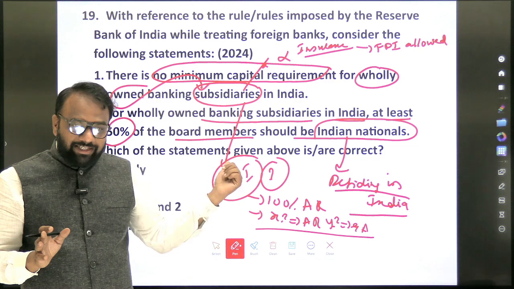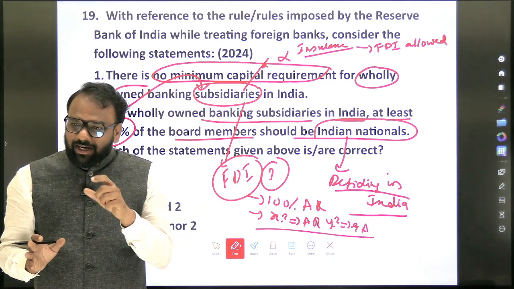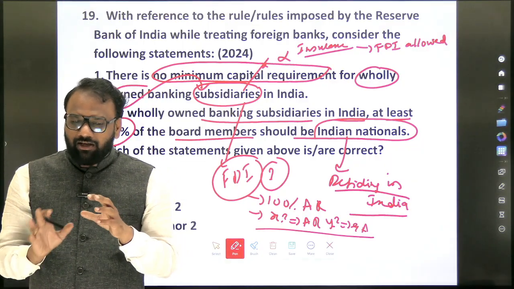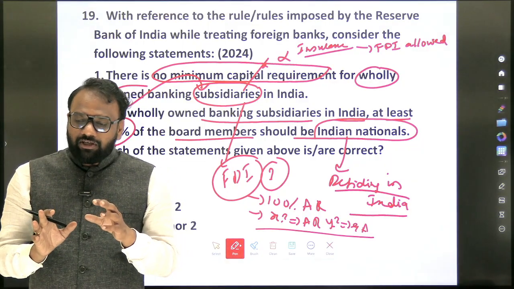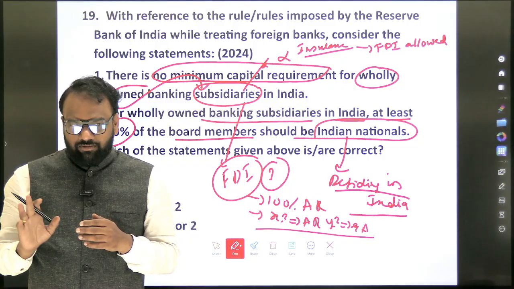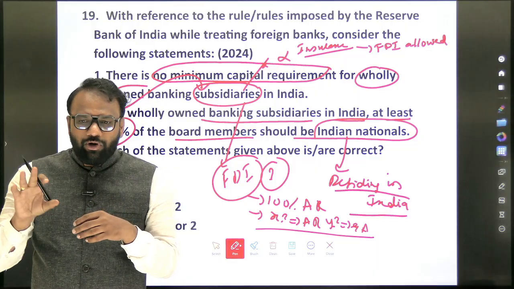Similarly for the second option, when a foreigner starts an insurance company in India, is there a restriction like 50% of the board members should be Indians, such kind of restrictions? See, why we are doing this exercise is because we have not gone through the current affairs. If you have gone through the current affairs, then any sector which is in news, you could probably have added that content.